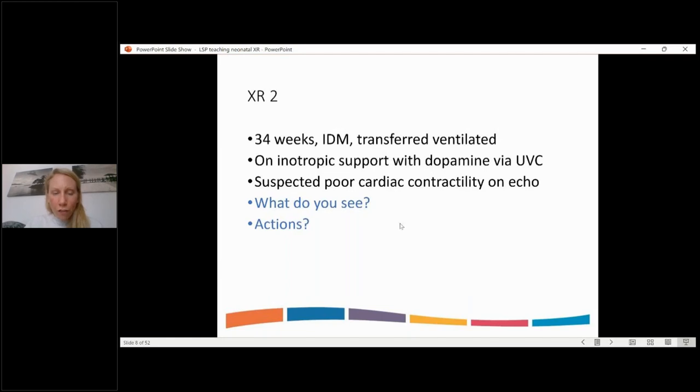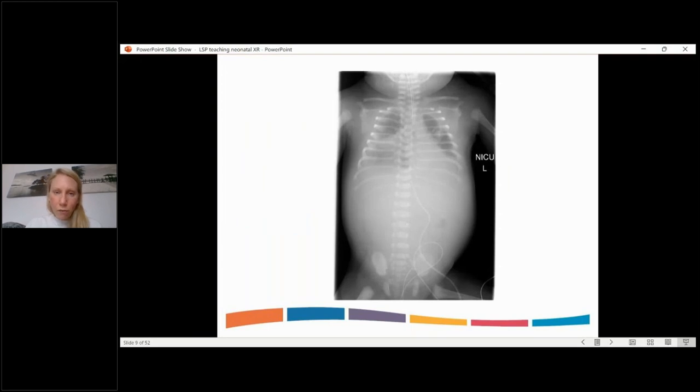So this one, you've got a 34-week-old baby, 34-week gestation, just been born. It's an infant of a diabetic mother, was intubated on labour ward because of increased work of breathing, and was started on inotropes once the central line had been put in. They started on dopamine, about 15 micrograms per kilo per minute, with no real improvement in the blood pressure. There was poor cardiac contractility on the echo. And this is their X-ray.